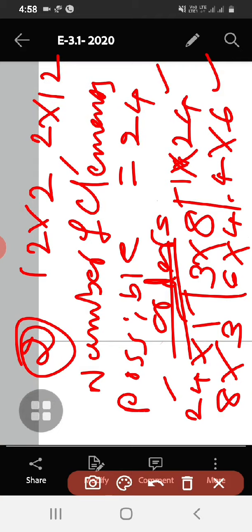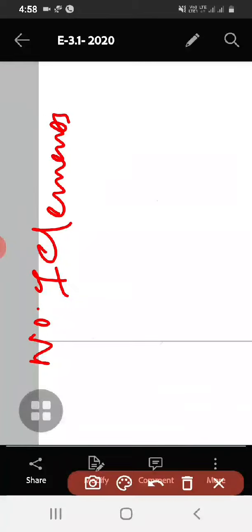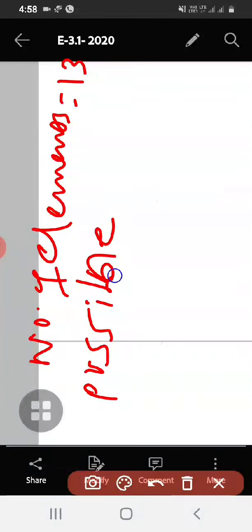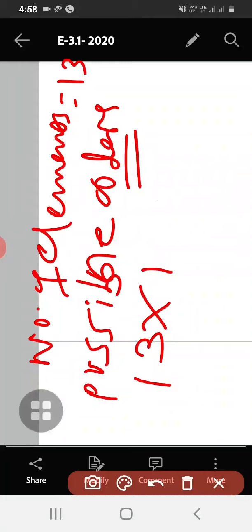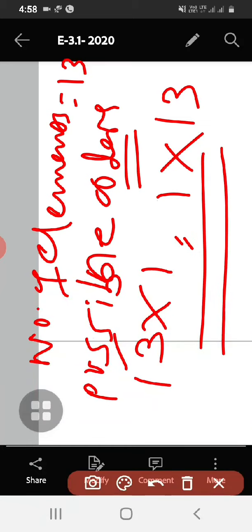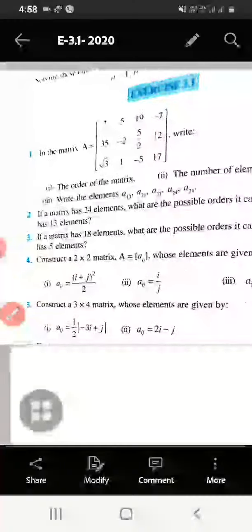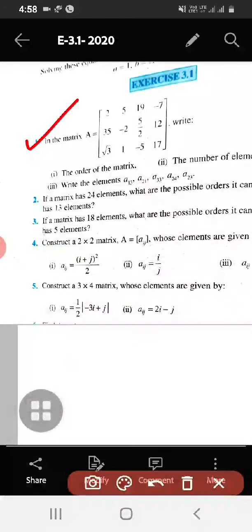Okay, then what if it has 13 elements? See, if the number of elements is 13, then the possible orders, we have only one possibility: 13 rows and 1 column, or 1 row and 13 columns. 13 cross 1 and 1 cross 13. These are the two possibilities. So this is the answer for the second question. So we have completed these two questions.